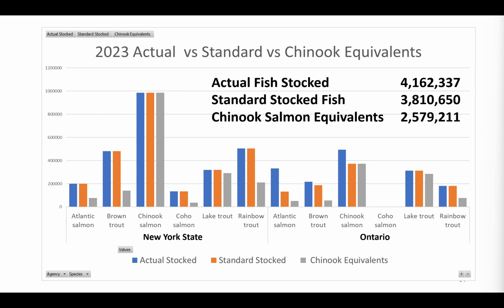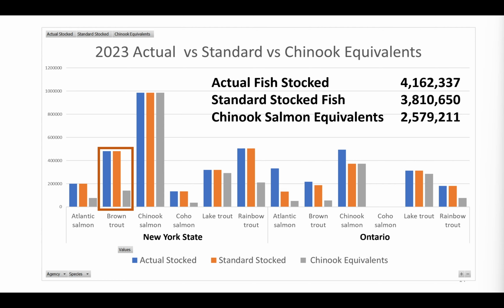So what it looks like for Ontario and New York, this is 2023 stocking. New York is on the left. So when we look at New York stocking of brown trout, the actual number of fish is in blue, the standard stock fish is in orange, and the Chinook equivalent is in gray.